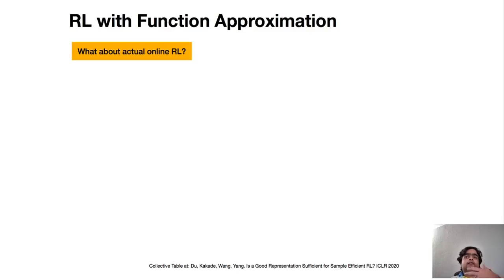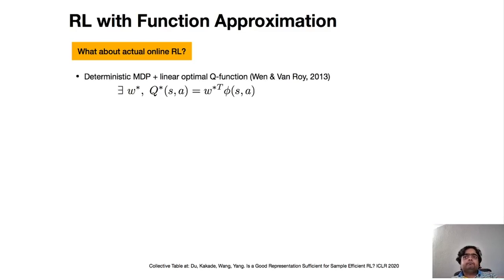What about online reinforcement learning algorithms? This paper from Wen and Van Roy in 2013 showed that if you have a deterministic MDP, which means the transitions and the reward functions are deterministic, and some other assumptions that they made, and you have a linear Q function, in the sense that there exists a linear weight matrix, W star, such that the optimal Q function can be exactly represented in this linear function class, then RL is sample efficient, in the sense that it would not require exponentially many samples in the horizon to solve for the optimal Q function.